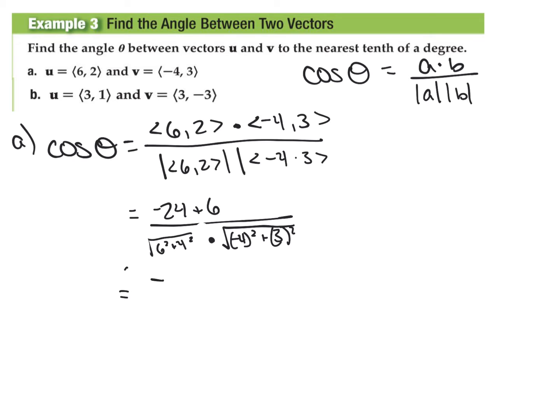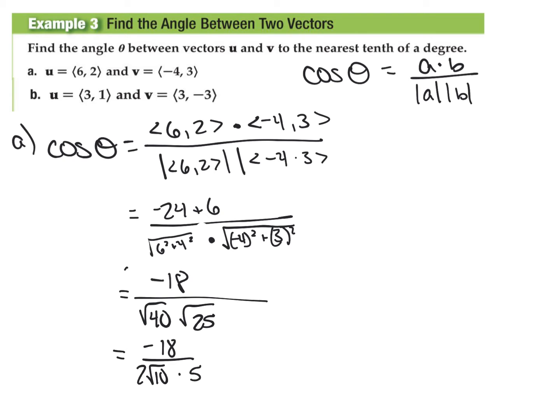So on the numerator we have -18, and the denominator is root 40 times root 25. Root 40 can be simplified to 2 root 10, and then root 25 is just 5. So that gives us -18 over 10 root 10. If we can simplify that more, we can take a 2 out of both. That gives us -9 over 5 root 10.